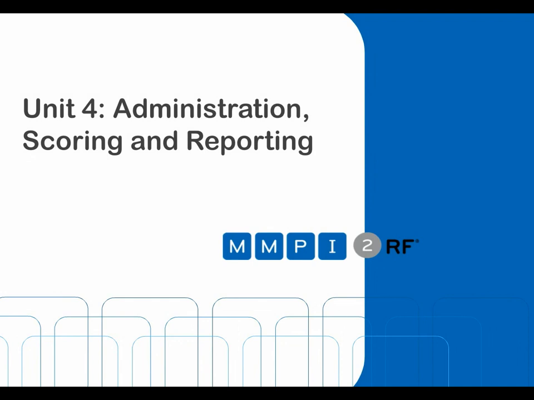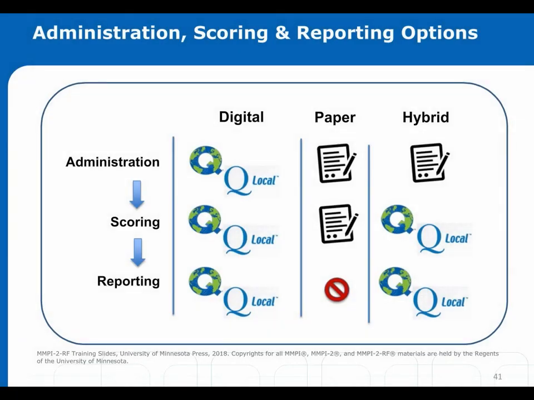Now I'd like to talk in a bit more detail about how a test user can administer, score, and obtain reports for the restructured form. There are several methods by which a test taker can administer, score, and obtain reports for the restructured form. These include digital methods via QGlobal or QLocal systems, traditional paper and pencil methods, or hybrid methods which use paper-pencil administration and automated scoring and reporting.